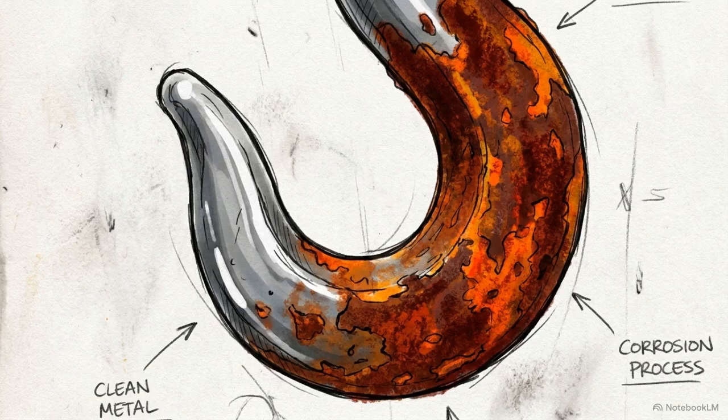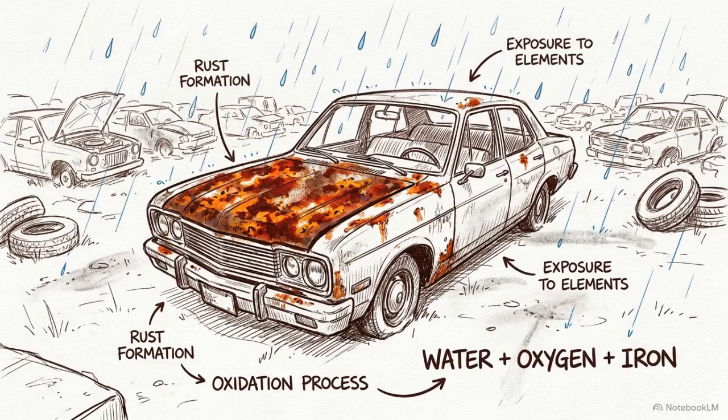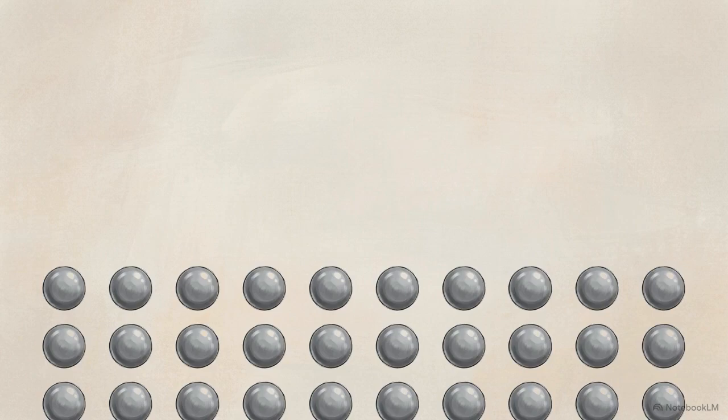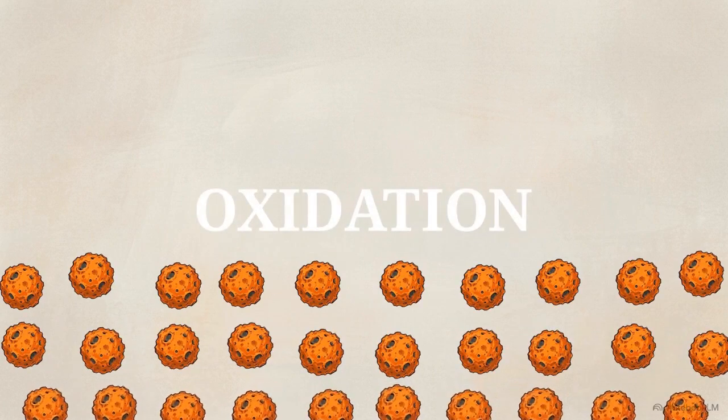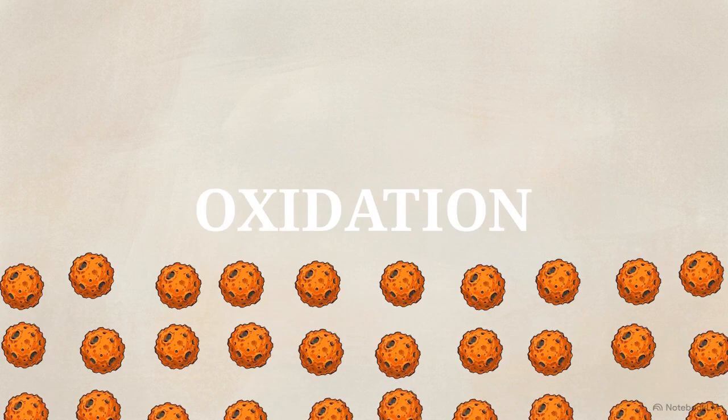Take a look at this iron tool. On one end, you have solid, shiny metal. On the other, brittle, flaky rust. We have all seen this happen to tools left out in the rain or old cars in a junkyard. But what is actually happening at the molecular level to cause this metal to decay? The answer comes down to a silent chemical reaction with the air around it. It is a process called oxidation.